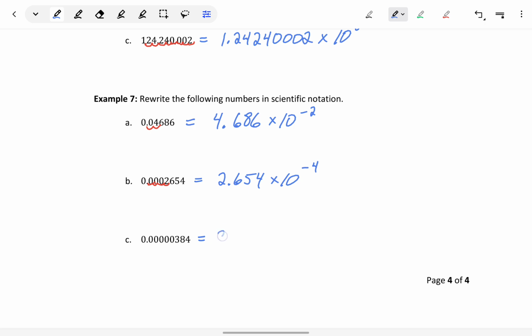And then in part C, we would have 3.84 times 10 to the 1, 2, 3, 4, 5, 6 decimal places that we moved. So times 10 to the negative 6th power.